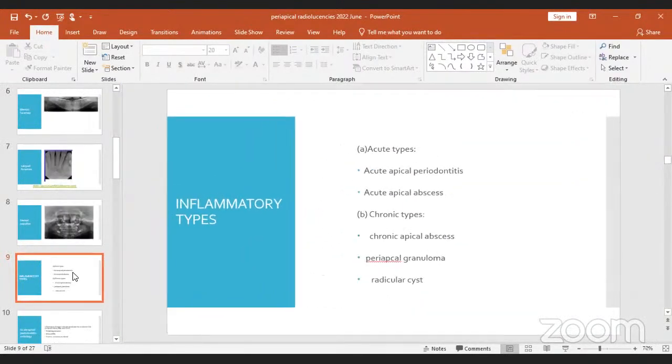Then let's now look at the pathologic types, starting with the inflammatory. The inflammatory types are the ones that are most common. We have the acute types, for example, acute apical periodontitis and acute apical abscess. The chronic types would be chronic apical abscess, periapical granuloma and a radicular cyst. You are likely to encounter them most of the time when you are assessing patients and looking at radiographs.